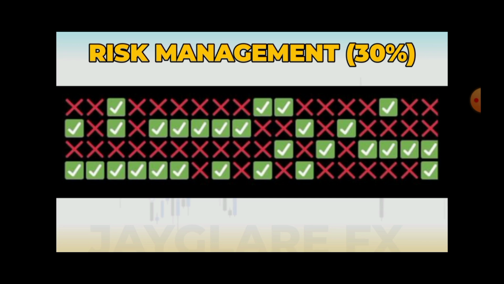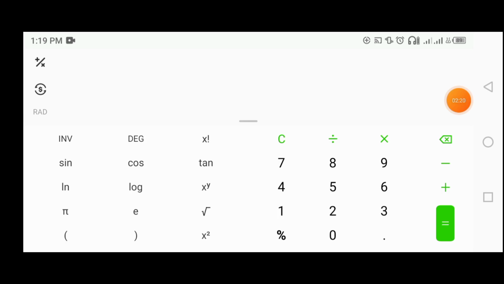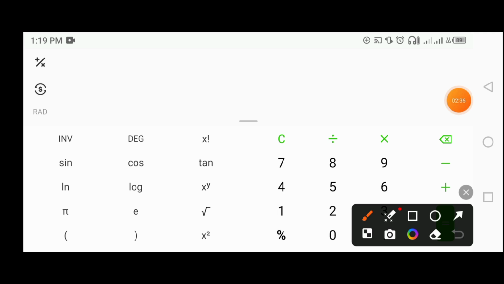Now, let's go to a calculator and try to be a little bit practical and see. So guys, right now, let's assume that this person is risking 1% per trade. Risking 1% per trade means that for his 43 trades, he actually lost 43%.